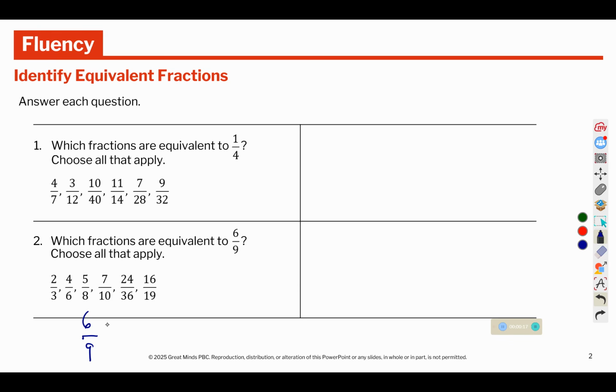I can turn a 6 into 2 by dividing by 3. If I divide 9 by 3, I also get a 3 for 2/3. So we'll write that down.